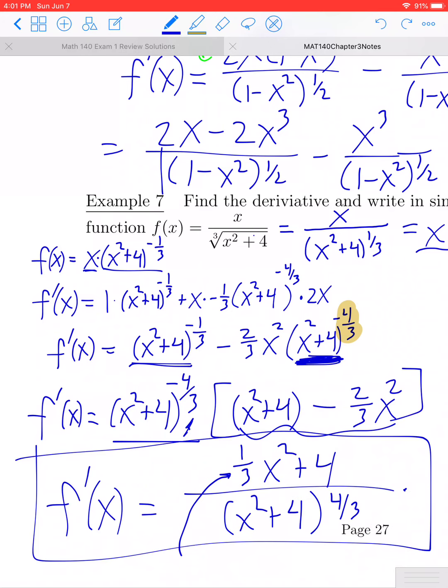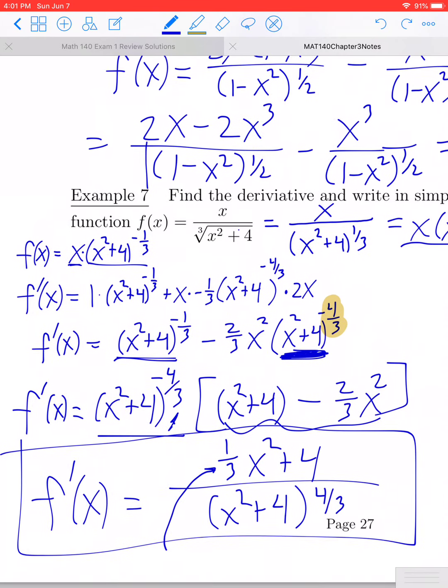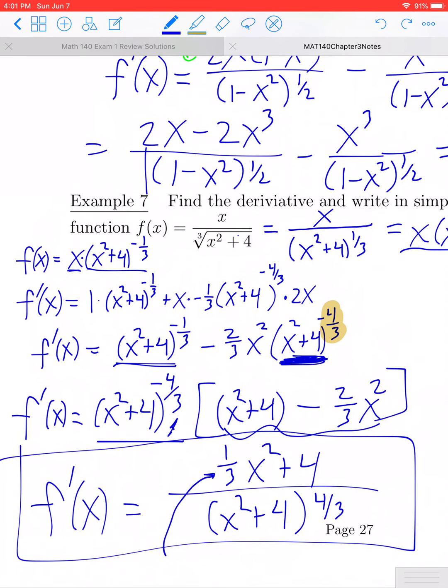So there you have it. The derivative for this function is going to be 1/3 times x squared plus 4, divided by x squared plus 4 to the 4/3 power.